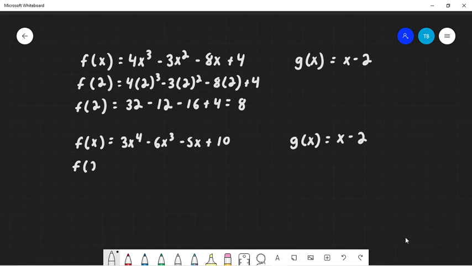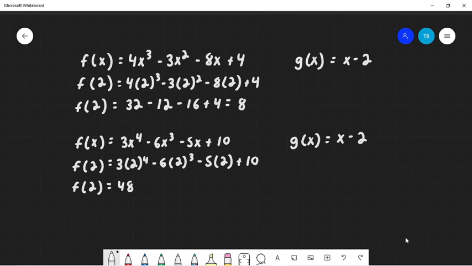So it's f of 2 equals 3 times 2 to the fourth minus 6 times 2 cubed minus 5 times 2 plus 10. And then we'll evaluate that. F of 2 equals 2 to the fourth is 16 times 3 is 48 minus 2 cubed is 8 times 6 is 48 minus 5 times 2 is 10 and then plus 10.